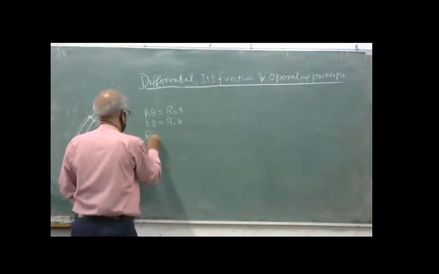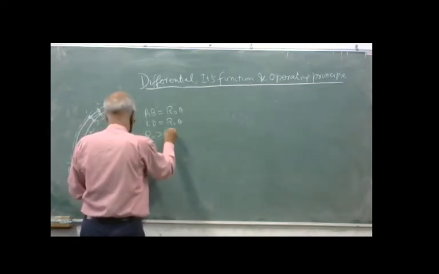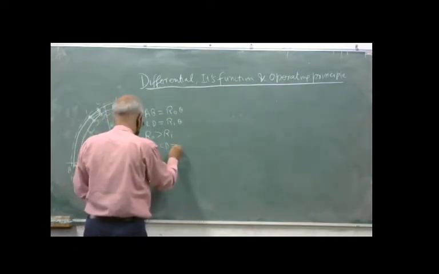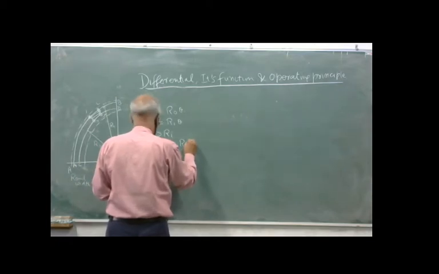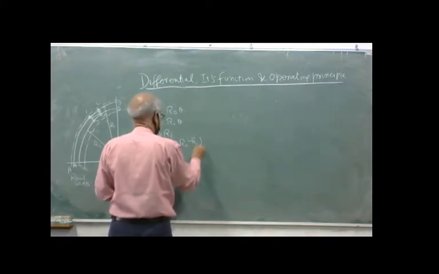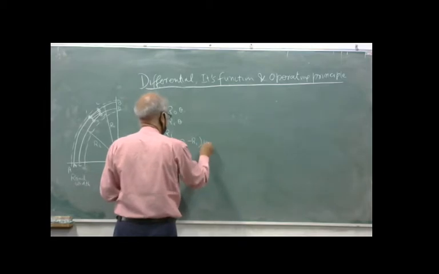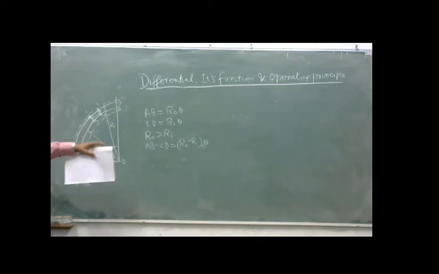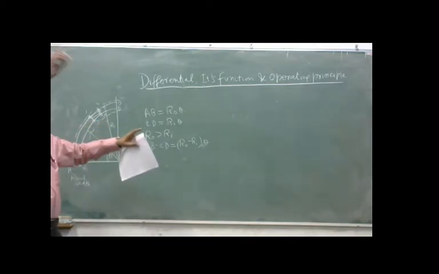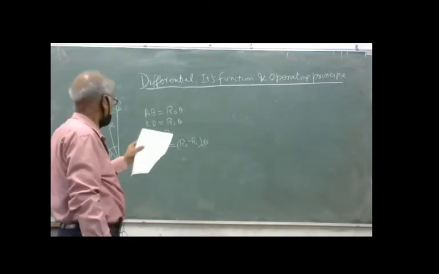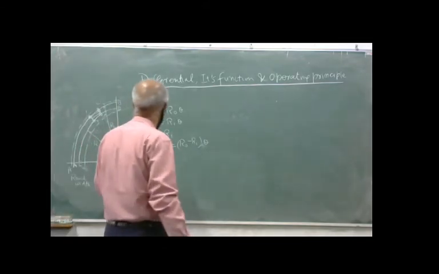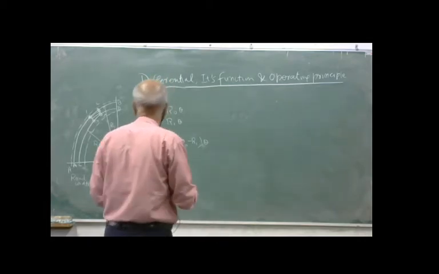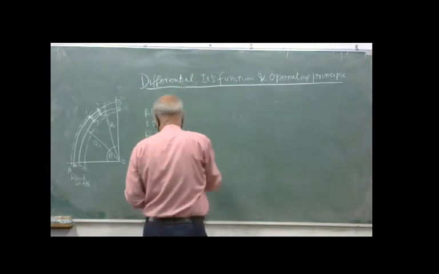Since Ro is greater than Ri, therefore AB minus CD can be written as Ro minus Ri into theta. I think it is very clear the difference between the two, because the radius Ro is greater than Ri. The outer wheel is then forced to rotate faster than the inner wheel. I think it is very clear from the figure itself.